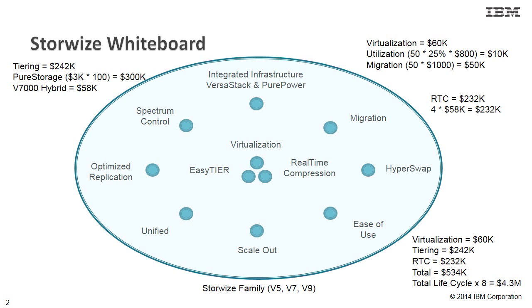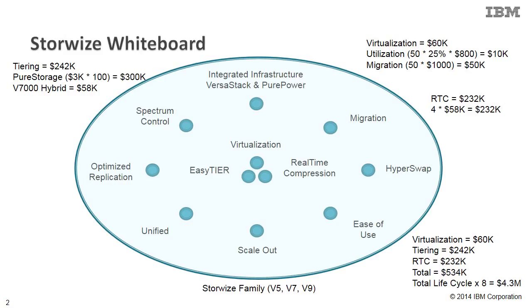Finally, let me add up the cost savings. We've talked about virtualization, tiering, and RTC. If I total those, the value comes to about $534,000. But there's more to it than that. That's the CapEx savings, right? That's one time. You have to look at the value of those savings in reducing their need for capacity from a storage perspective over the total life cycle.